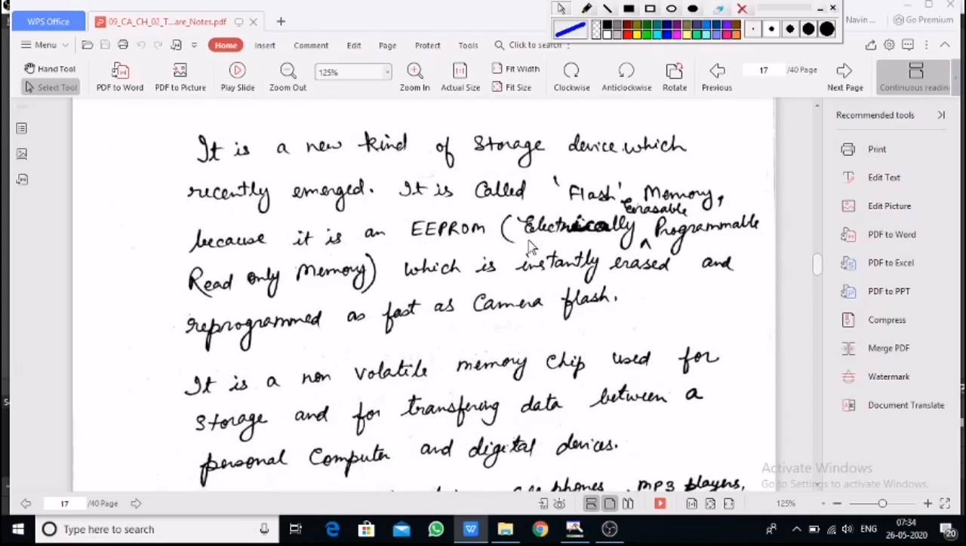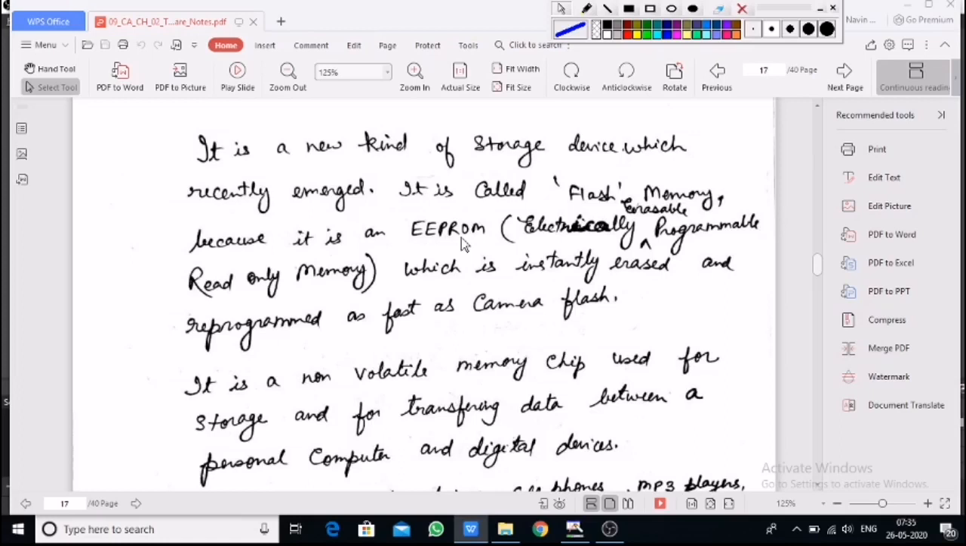Flash memory contains EEPROM, electronically erasable programmable ROM. It is a type of ROM actually. So what is the characteristic of ROM? We can read the data only, we cannot write the data in ROM, right? But there are different types of ROM: EROM, EPROM, EEPROM, right?